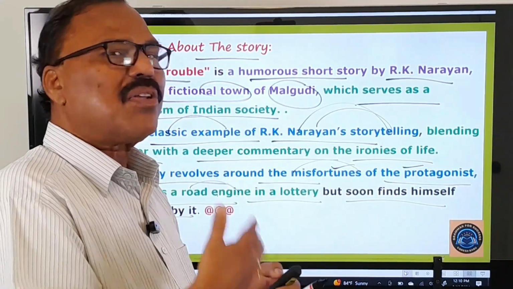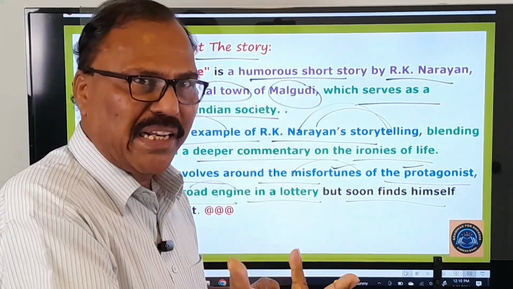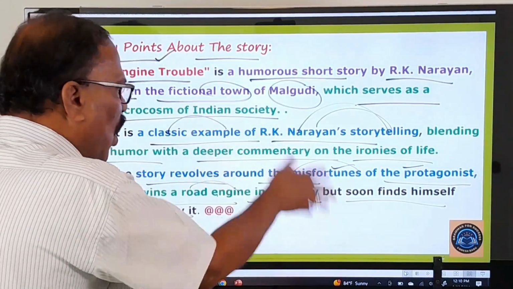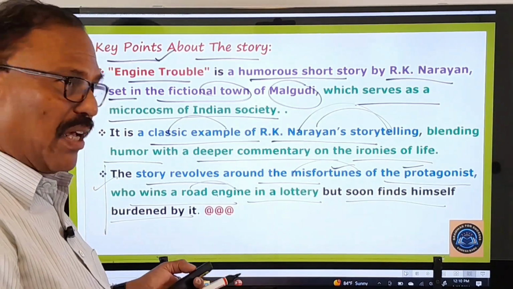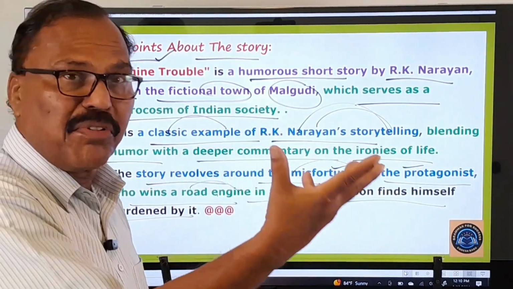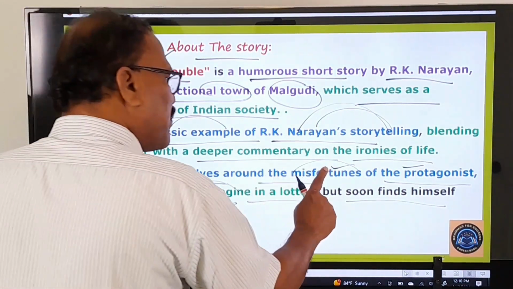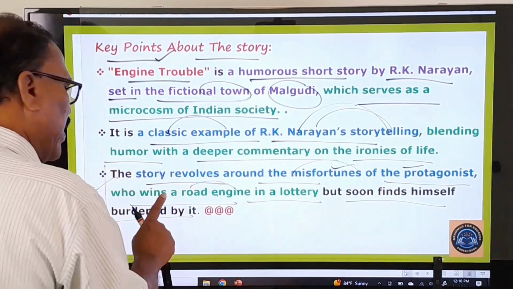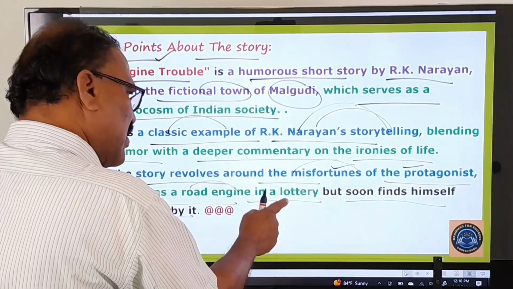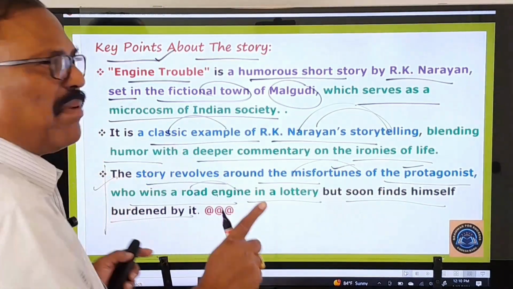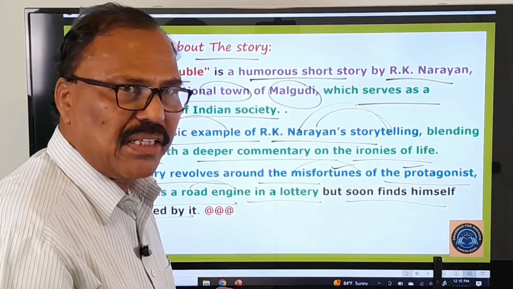And all those hardships are picturized in a very humorous manner, just as all the problems that the protagonist or the hero faces in this story are also portrayed in a humorous manner. So in this story, the misfortunes of the protagonist who wins a road engine, a road roller, in a lottery, but soon finds himself burdened by it. Okay, he finds that it has become a big burden on his head.